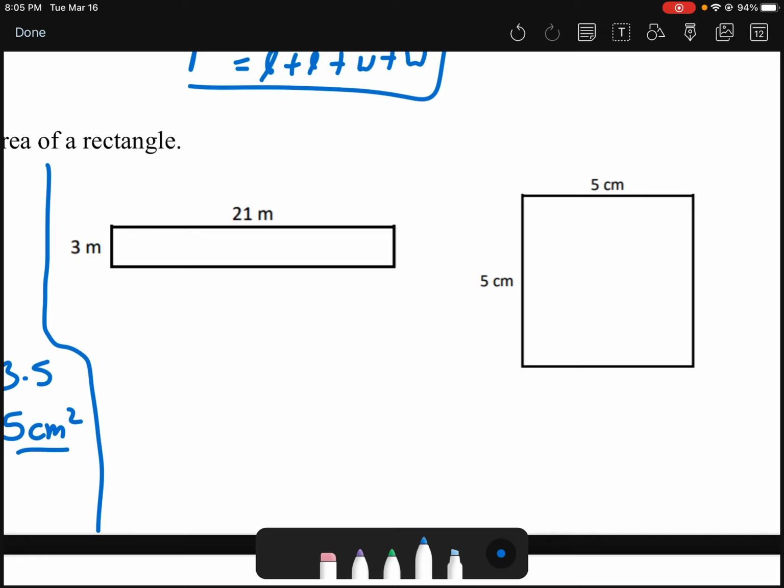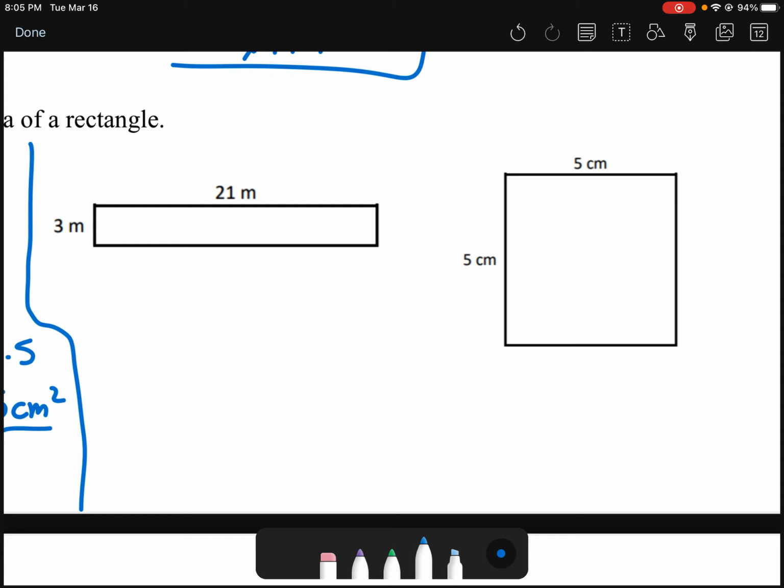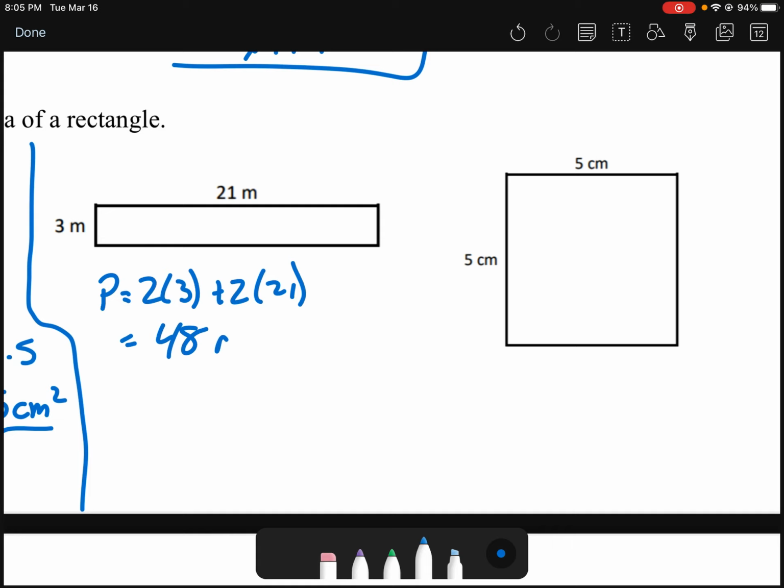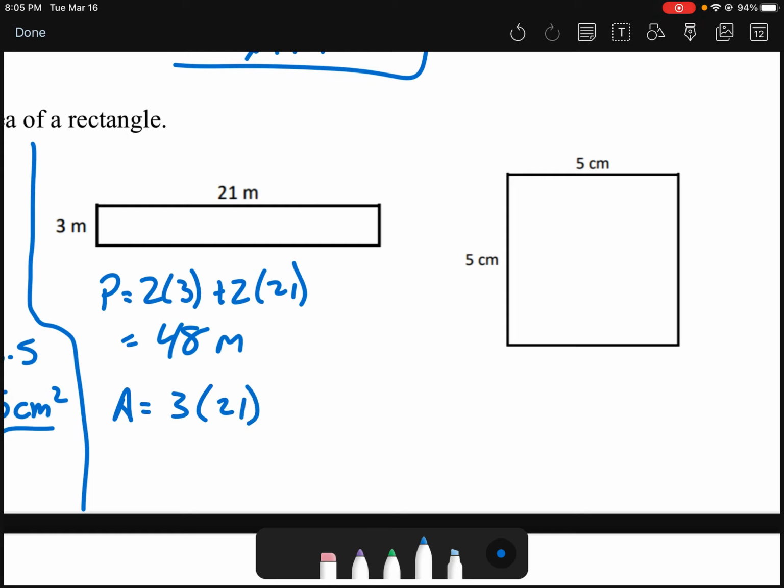Just pause it. Thanks. For this one, for the perimeter, you could do 2 times 3 plus 2 times 21. That would be 6 plus 42, or 48 meters. For the area, we'll do 3 times 21, which is equal to 63 meters squared.